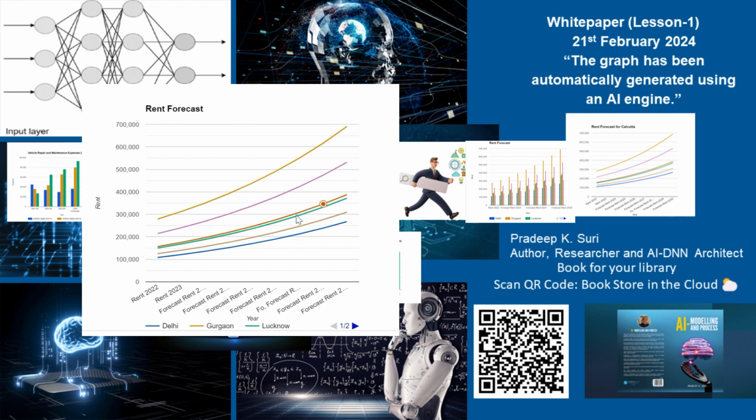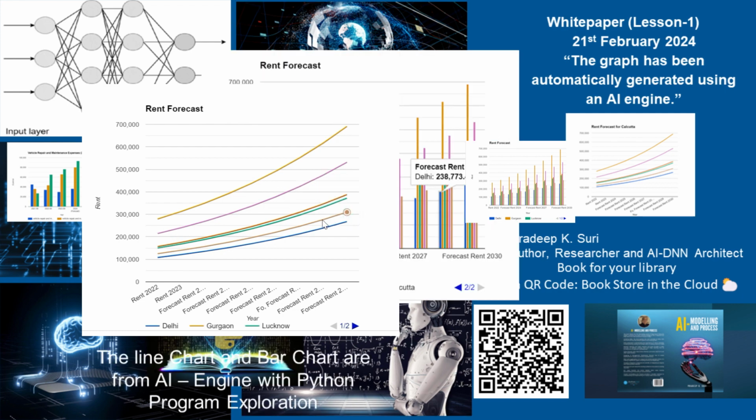3. Limitation. Unfortunately, the x-axis gets cut off after 2023, so we don't have visibility into the full forecast period. Please note that this interpretation is based on the visual cues provided by the graph. For precise numerical values, further analysis would be required. The line chart and bar chart are from the AI engine with Python program exploration.